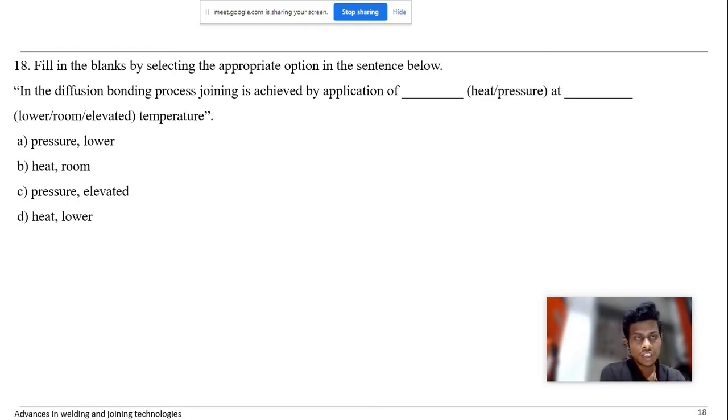In diffusion welding, in the diffusion bonding process, joining is achieved by application of... Yes, C is the answer, because first we apply the pressure and maintain that pressure at the elevated temperature to get the diffusion welding process, diffusion bonding. So C is the answer.